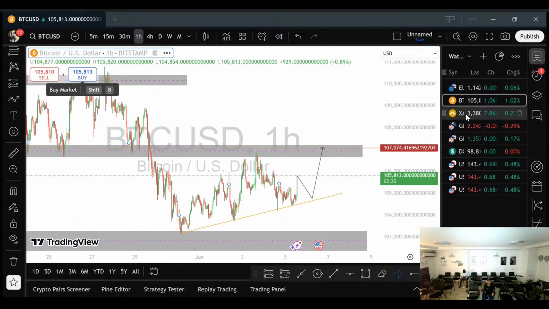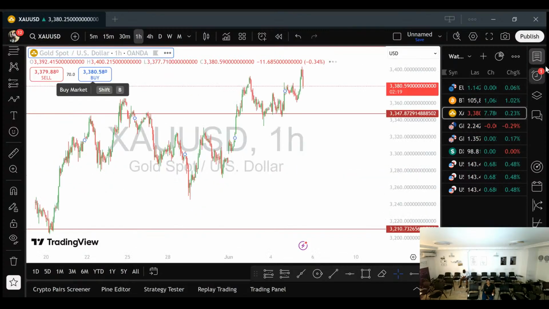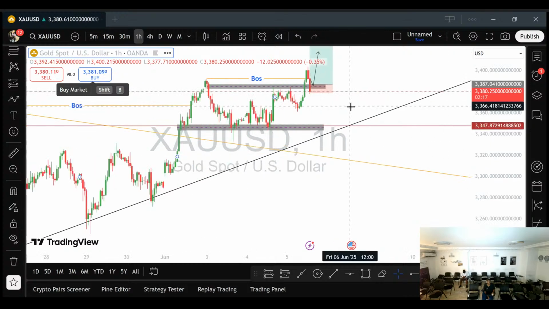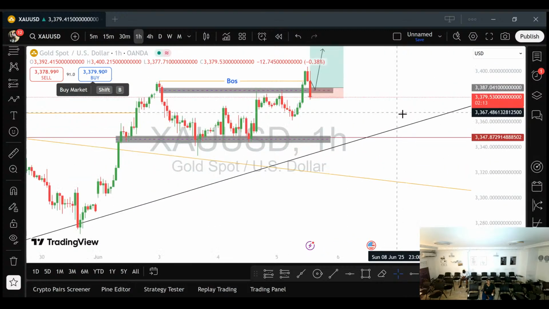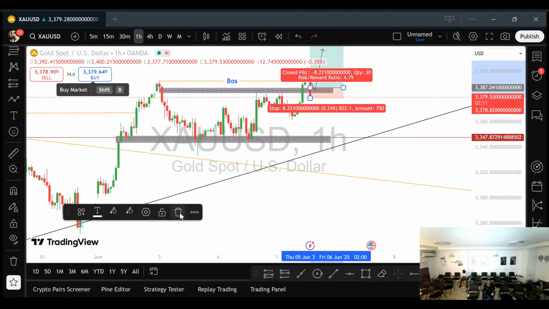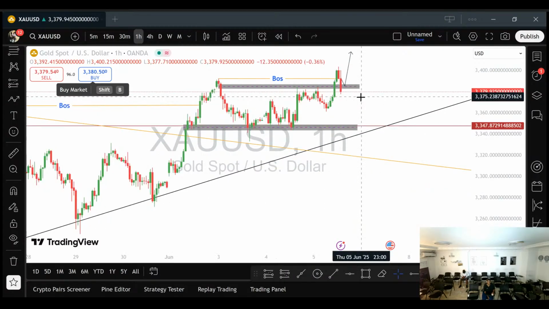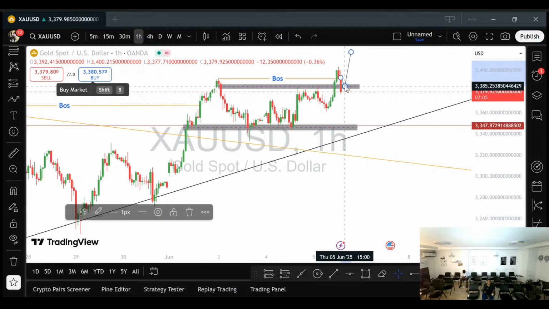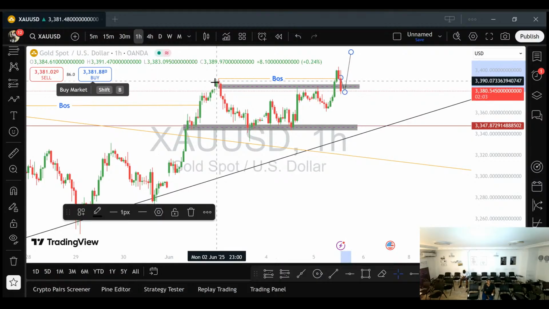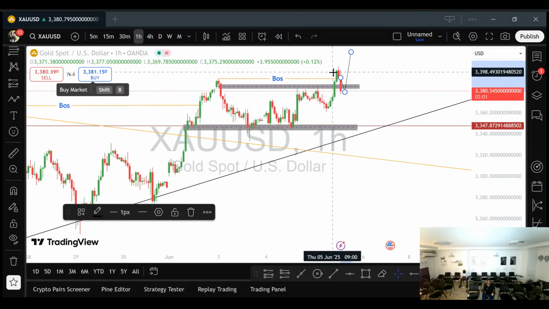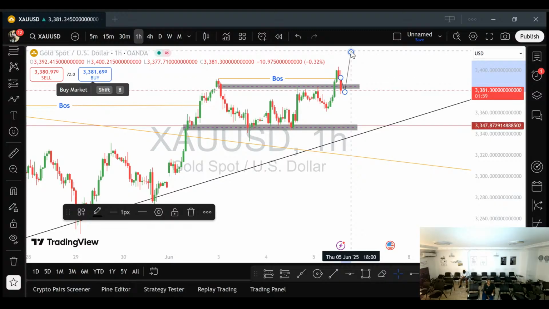What's happening on gold? So gold has taken us out. Let me remove this. Gold has taken us out, but I'm looking at this, gold is still going to buy, it's just testing because it has broken this level.